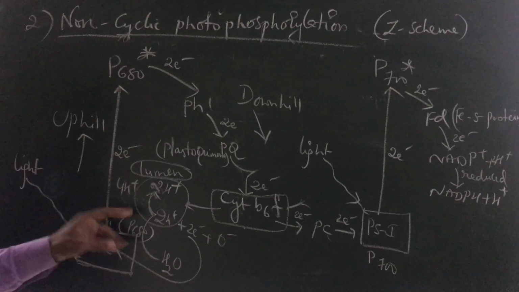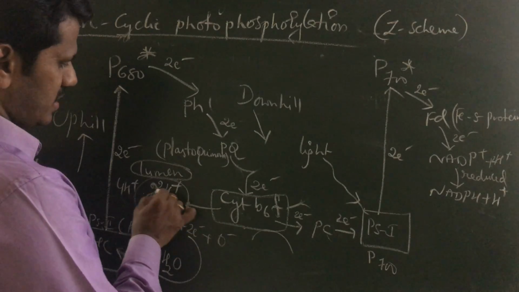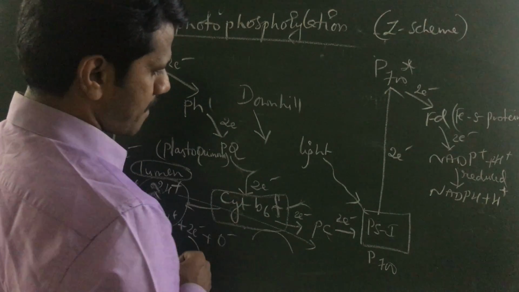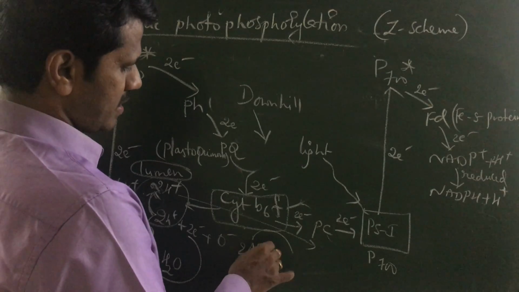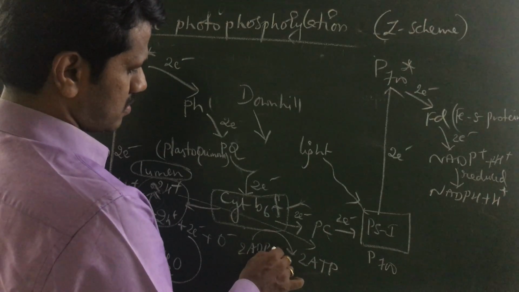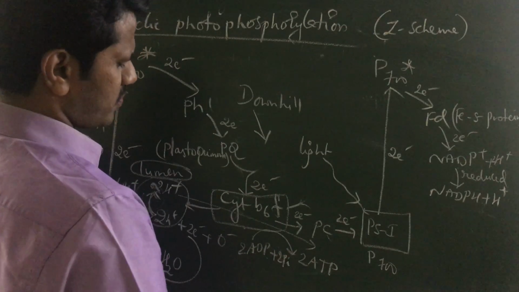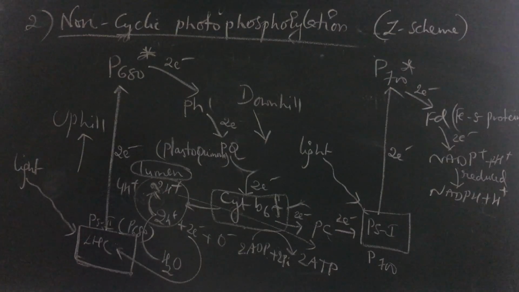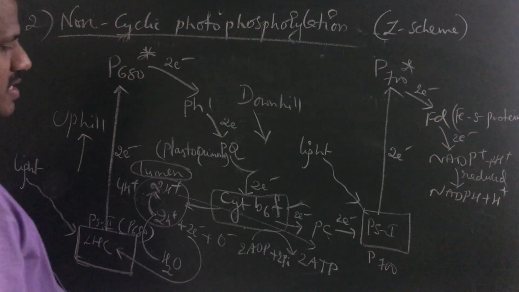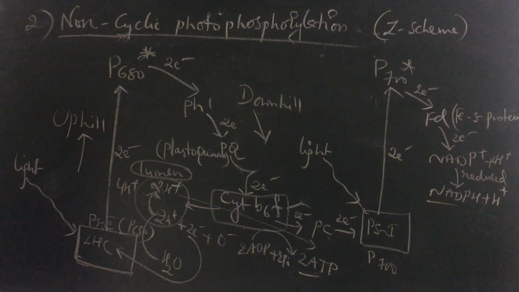So these 4 protons are able to generate 2 ATPs when they go back into the stroma. So 2 ADP and 2 inorganic phosphate will form 2 ATPs. That means the energy formed in the non-cyclic pathway is 2 ATPs and 1 NADPH and H plus, which is the energy synthesized.